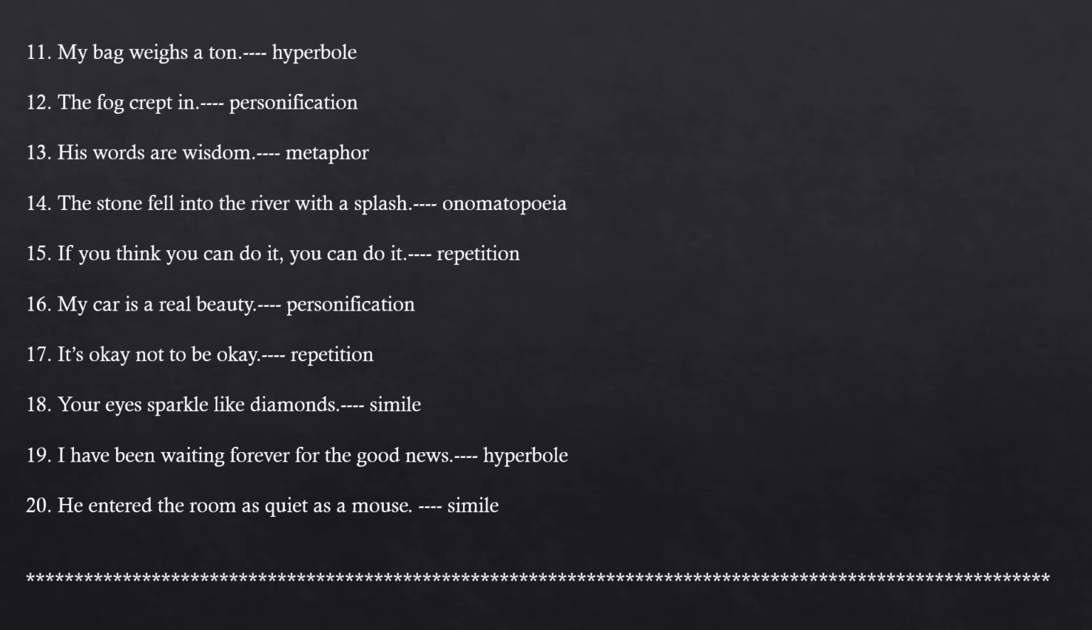14th sentence. The stone fell into the river with a splash. Now, this is an example of onomatopoeia because the word splash is imitating a sound. When something falls into water or a water body, the kind of sound it generates, this word splash is imitating that. So, this sentence is an example of onomatopoeia.